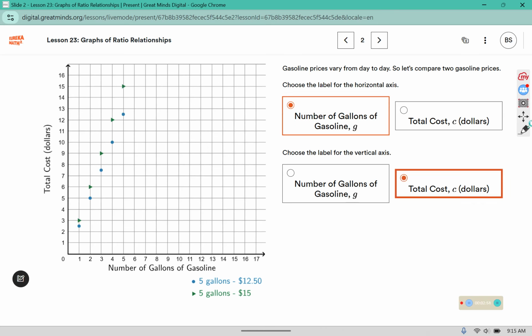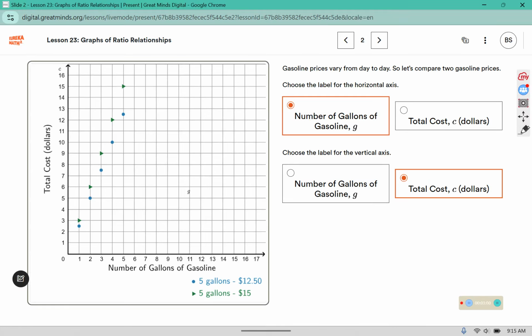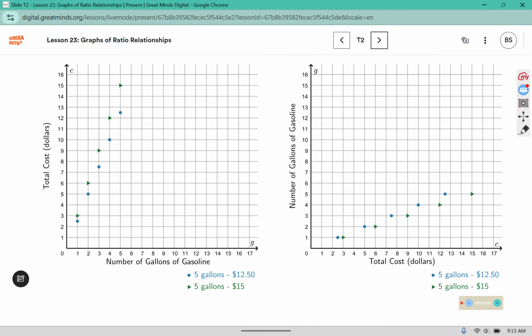Here we have the cost of 5 gallons is $12.50, graphed in blue, and then the 5 gallons that costs $15 is plotted in green. Here we see the depiction of what it would look like if you graphed on different axes, so if you swapped the cost to the x-axis and the gallons to the y-axis.